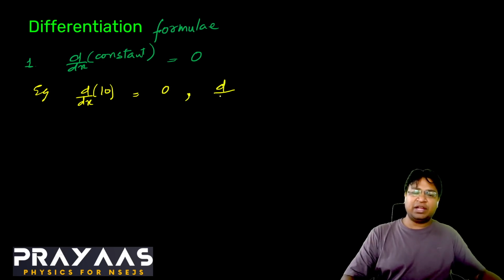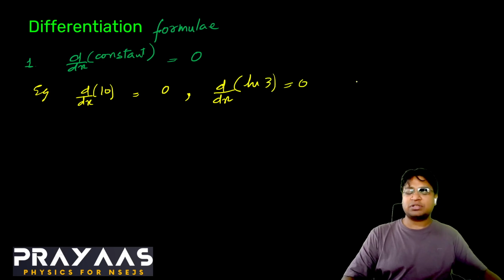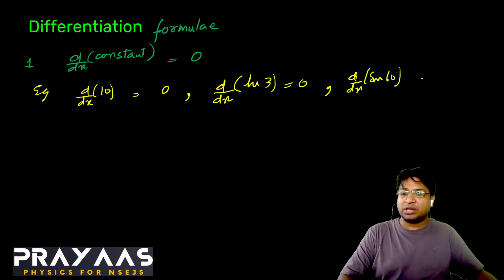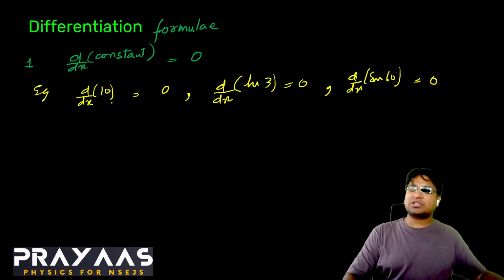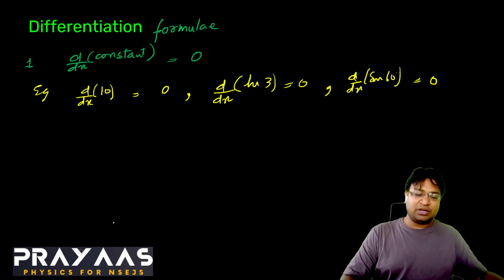Let's say if I ask about differentiating ln3. ln3 is also a constant. If I ask about differentiating the value of sine 60, now sine 60 is a fixed value. We know it's root 3 by 2. That would also be zero. So differentiation of any constant with respect to anything is zero. So differentiation of a constant is always zero.